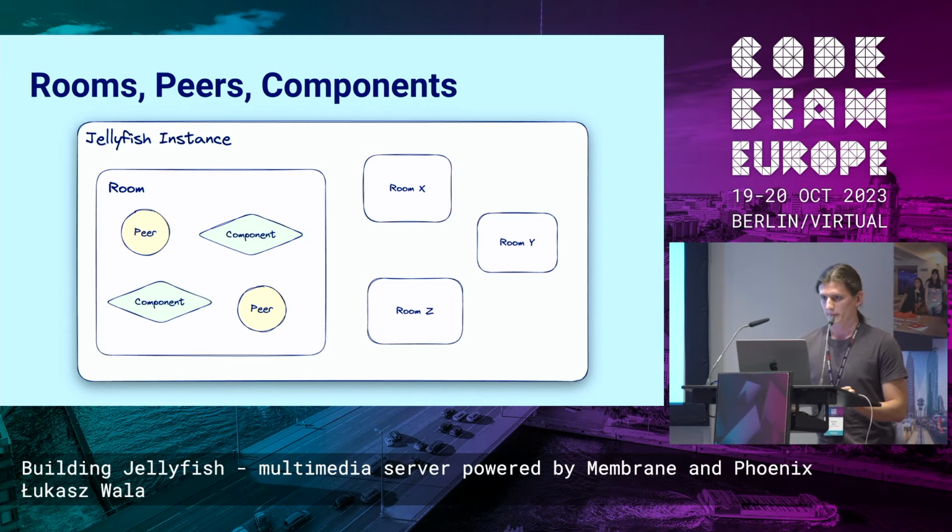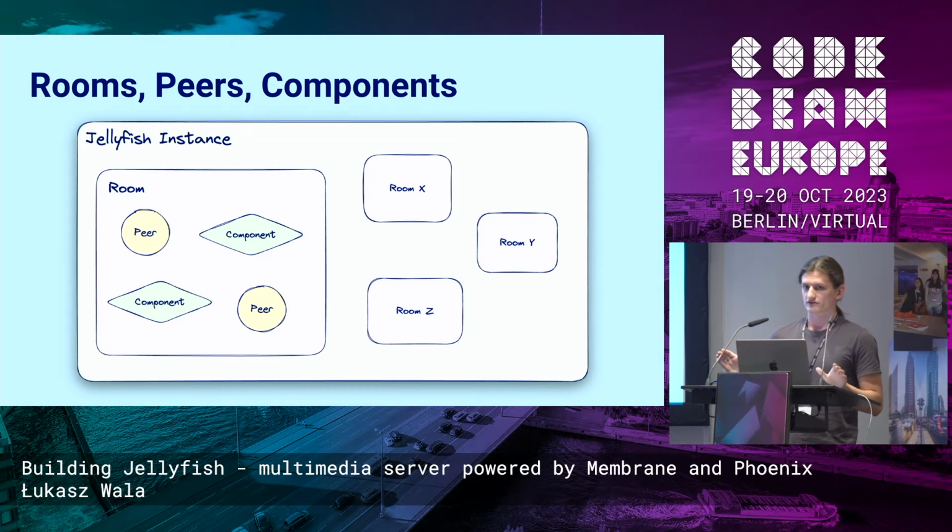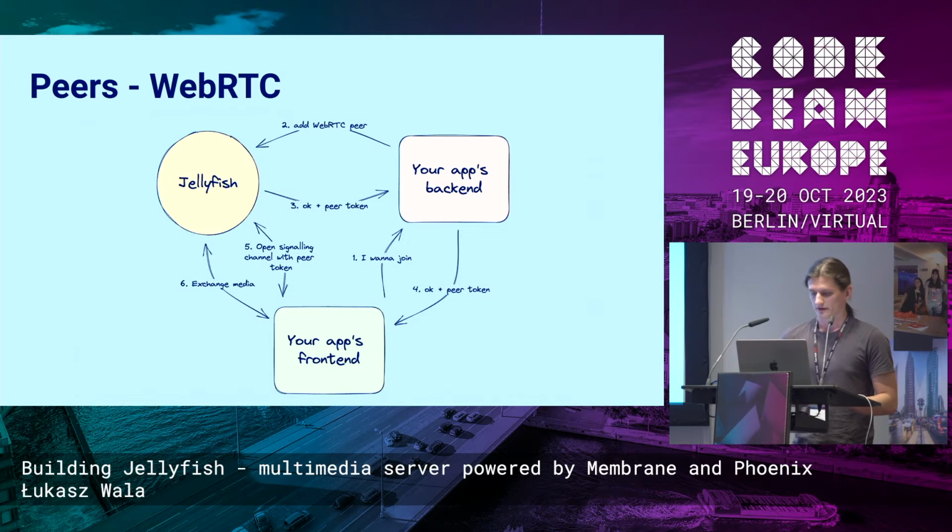Peers are basically instances that have some client connected to it. So for instance, the user, the participant in your video conferencing meeting. On the other hand, components are solely server-based entities. And here's some examples. So the only type of peer that we currently support is the WebRTC peer.